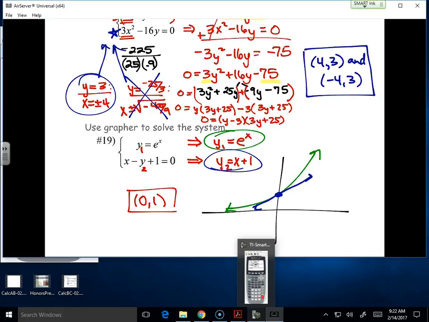Find the intersection. Is anybody else having issues with their calculator? How are you guys doing?